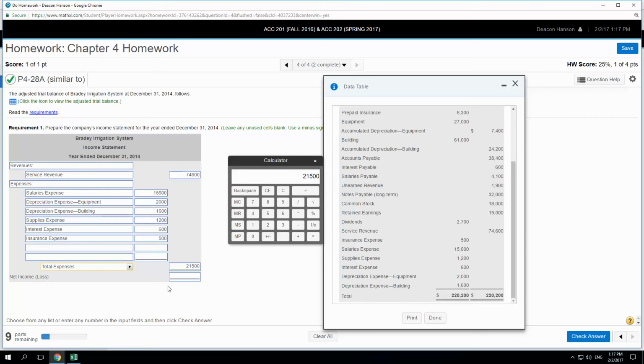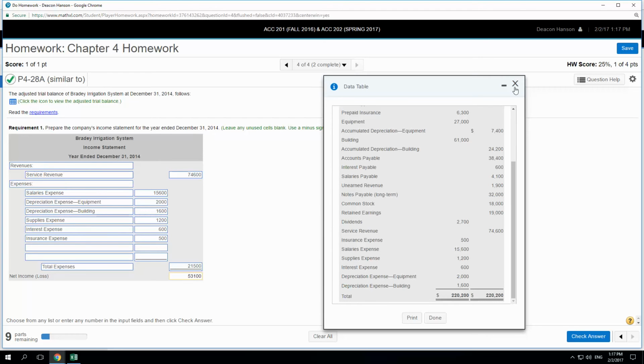And then to figure out net income, we're going to take the difference between the revenue, so 74,600, minus the 21,500. In my calculator, I'll just hit minus here. It's going to end up being a negative number, but when I eyeball it, I know that it's supposed to be positive, right? It's just the difference. So 53,100, and take that negative sign off of there. There you go.